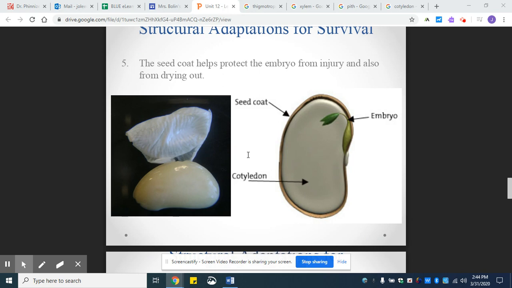5. The seed coat helps protect the embryo from injury and also from drying out. And it shows you in the picture here the seed coat, the cotyledon is the inside, and then again the embryo.